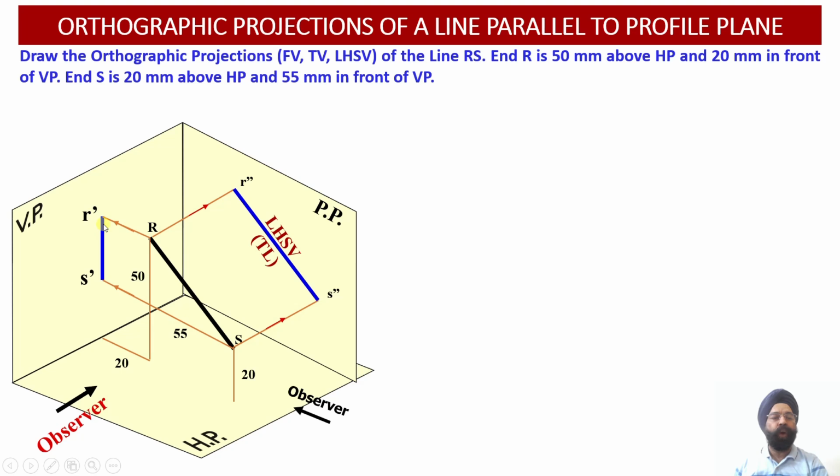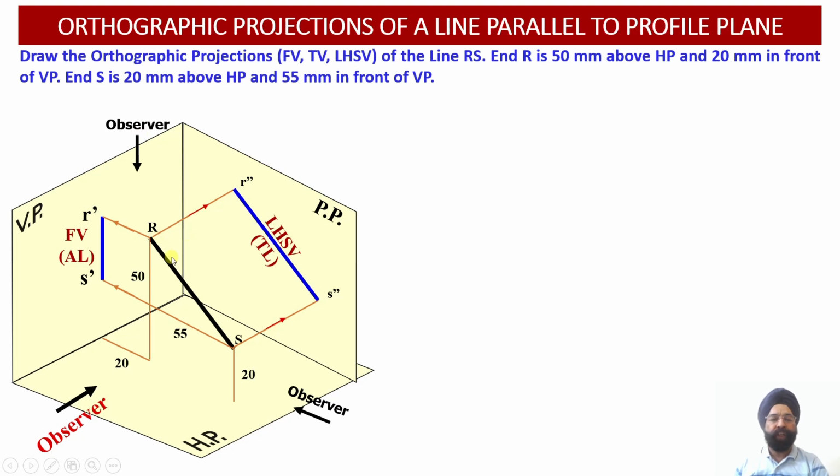Therefore, we are going to observe the apparent length projections of this particular line onto the vertical plane. So this is the foreshortened view of this line on the vertical plane. Why? Because this line RS is an oblique line and it is inclined to the vertical plane. Now similarly, this line is also inclined to the horizontal plane.